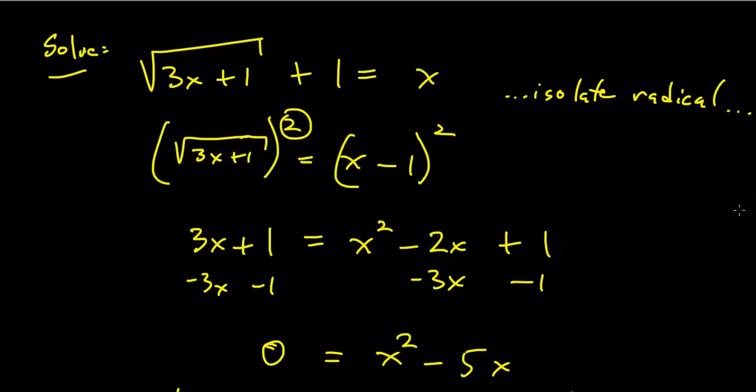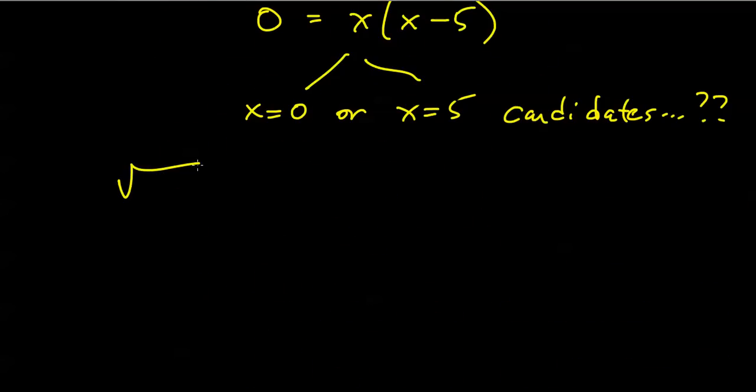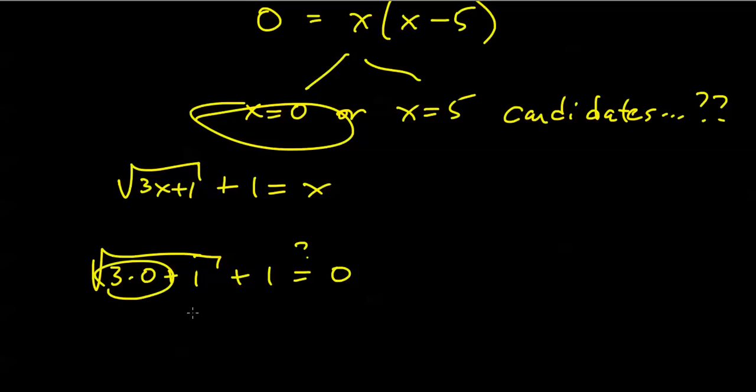Right? Root 3x plus 1 equals x. Let's try it. Square root 3x plus 1 equals x. So I'll plug in x equals 0 and see if it works. 3 times 0 plus 1, does that equal 0? Everywhere I see an x, I plug in a 0 and see if I have a legitimate statement here. Well, 3 times 0 is 0, and 0 plus 1 is 1, so you have the square root of 1 plus 1. Is that equal to 0?